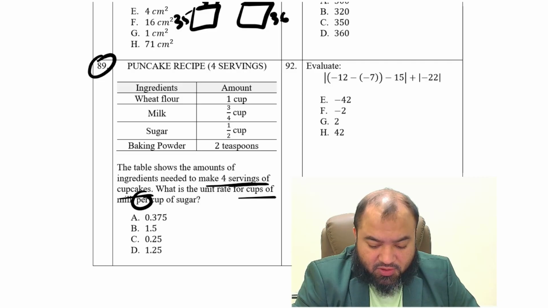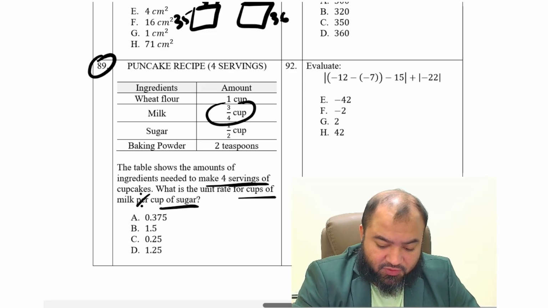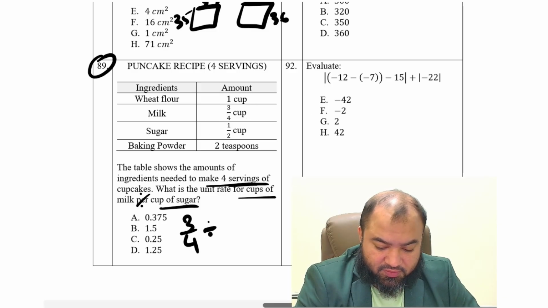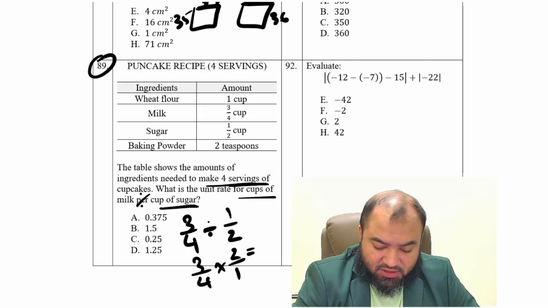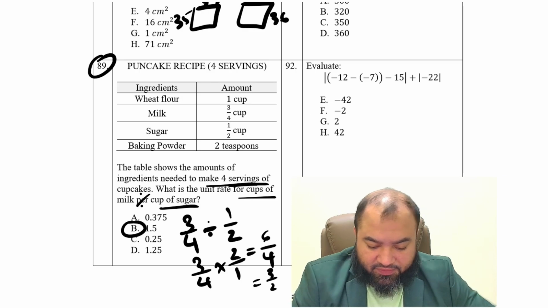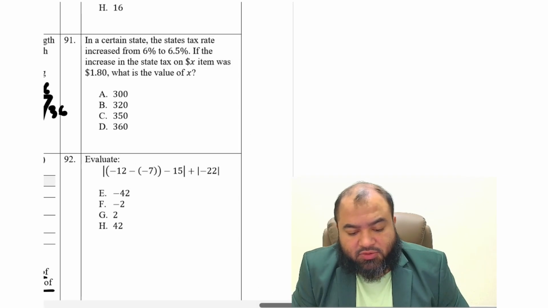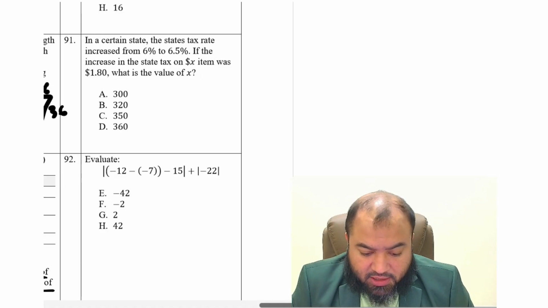So cups of milk divided by cups of sugar. Cups of milk is 3/4 per sugar, which is 1/2. Done. So 3/4 times 2/1. Keep, change, flip, remember. So 6/4. That's 3/2. If you simplify, it's 1.5. That's it. All right. Next question I'm going to be doing is 91.